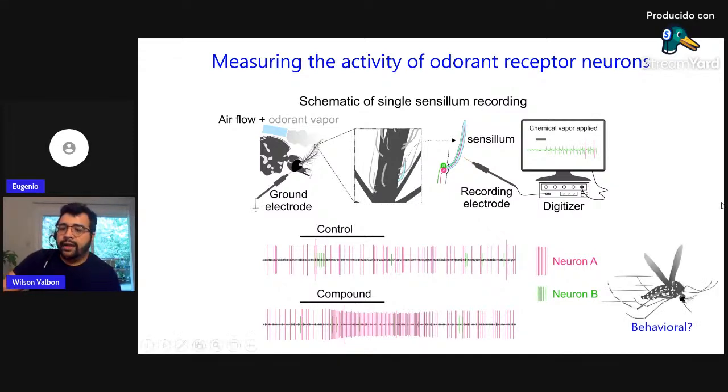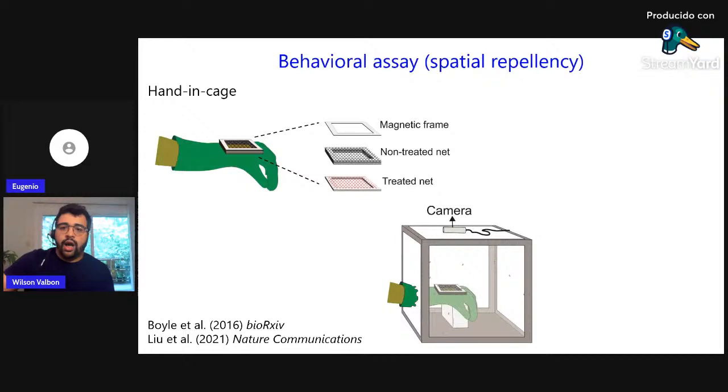So how about the behavior? Now you know how you can detect the electrical response from the antenna. How do we measure the behavior? In our laboratory here at Duke, and before at MSU, we used a methodology called arm-in-cage, but we improved this methodology. We now call it hand-in-cage.